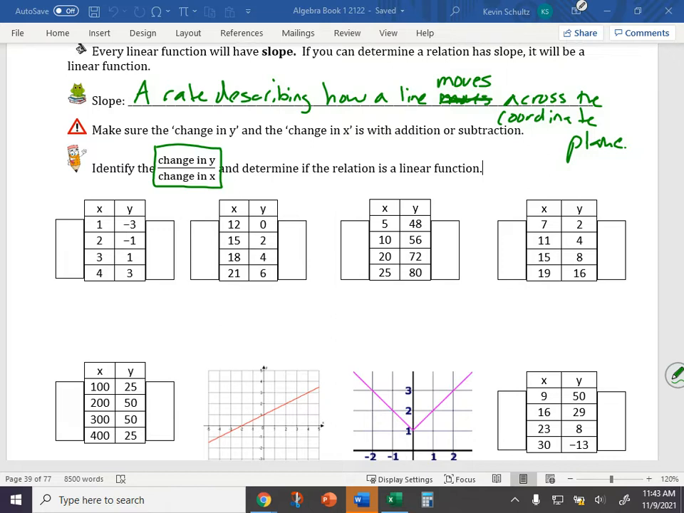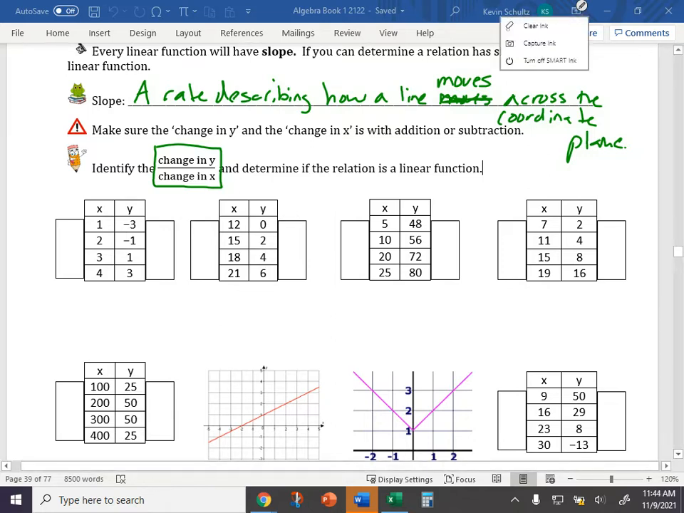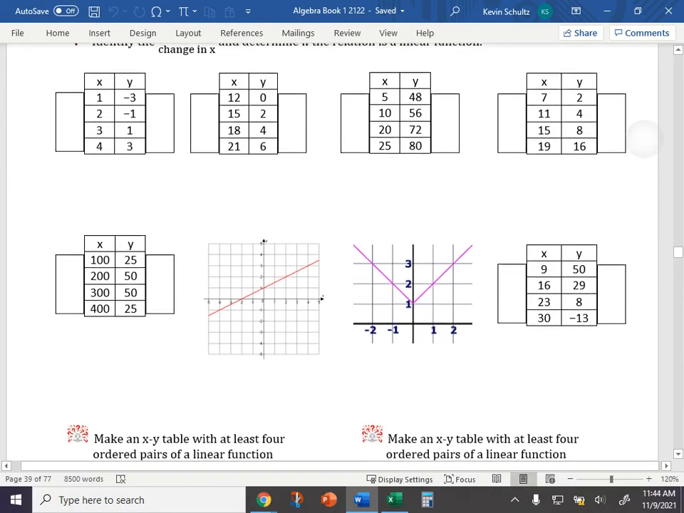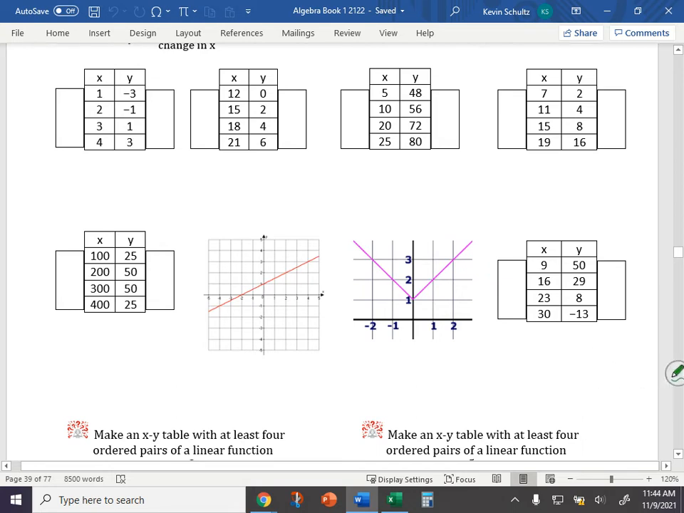Okay? So when we look at change in y over change in x, I've got a bunch of function tables here, and I've got these little rectangular ears on the side of them. What we're looking for here, that change in y over change in x, what's the change in y to go from -3 to -1? Lauren? +2. -3 plus 2 is -1.